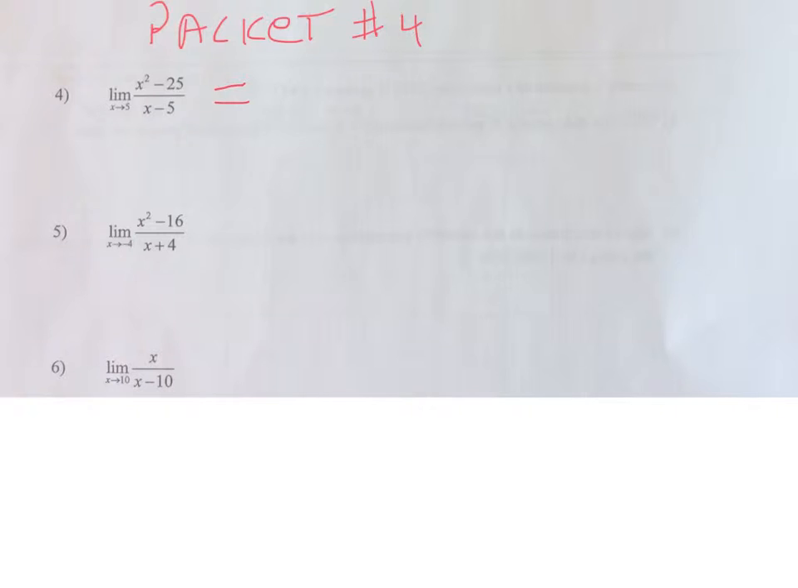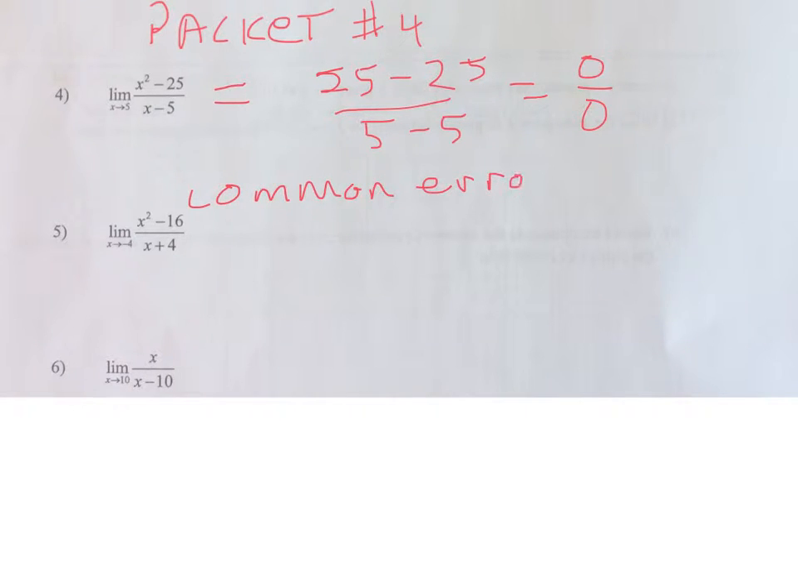Now our typical process for evaluating a limit is to just put the value that x is approaching into the function that you have. If I do that, 5 squared is 25, minus 25, over 5 minus 5, which leads to 0 over 0. Now the common error is that people say that the limit is undefined, and that's just not right, okay?